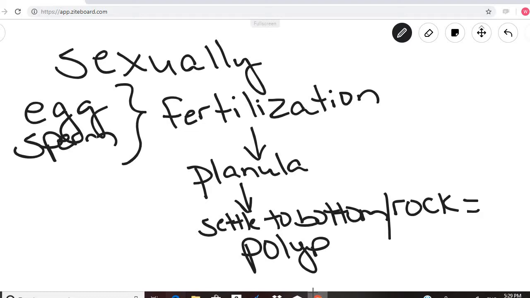And then that polyp will continue to reproduce. New calcium carbonate gets added to the old layers. And then you can layer on non-living calcium carbonate with the living tissue, and you get the growth of a reef.